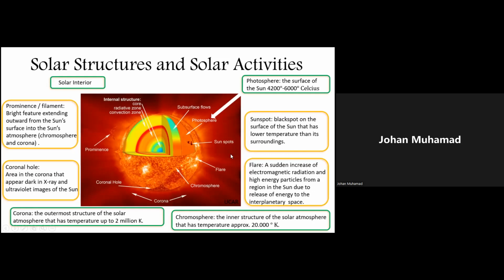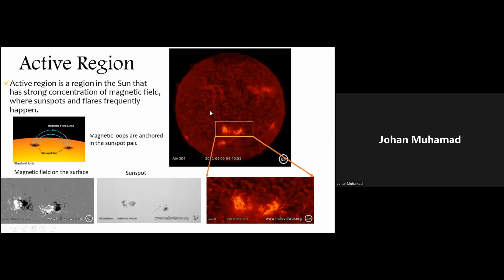And I will show you in detail what these activities are in the next slide. And then we have the solar flare, which is a sudden increase of electromagnetic radiation and high energy particles from a region in the sun due to the release of energy to the interplanetary space. So these are the solar structures and also solar activities. And then we'll look in more detail in the next slide. First, we have to know about the active region.